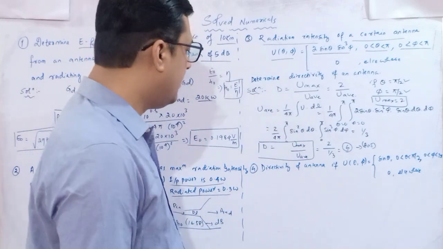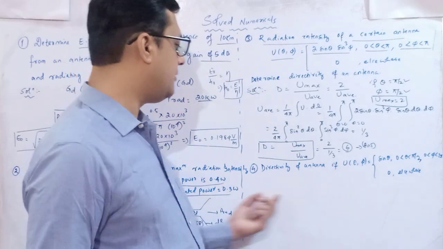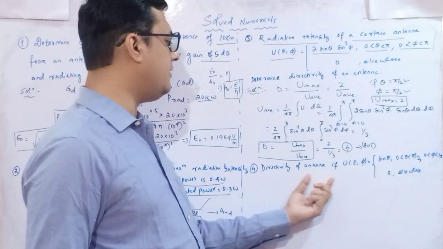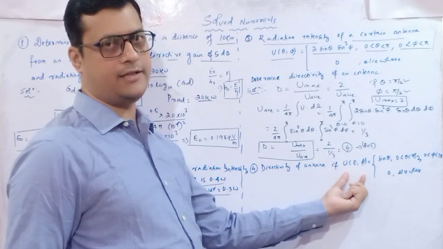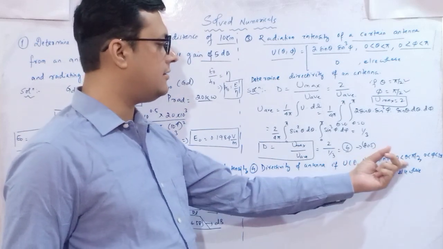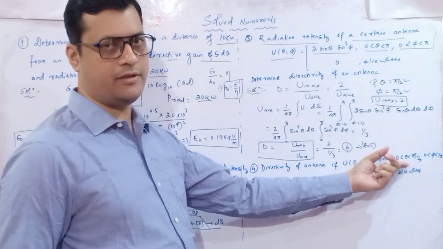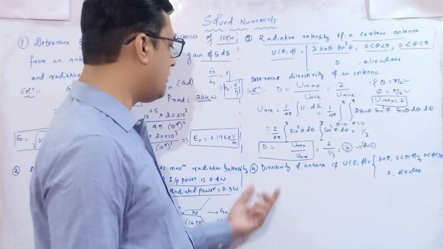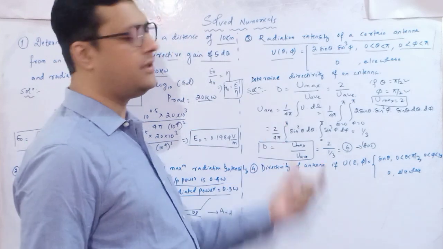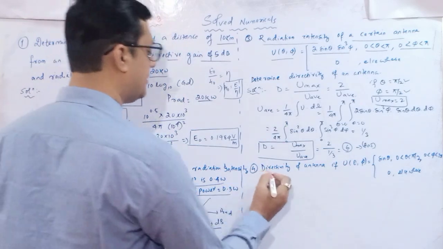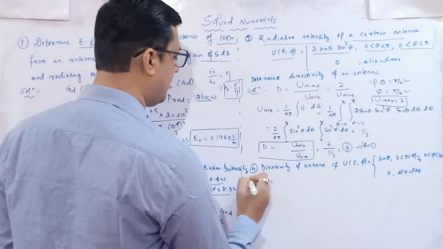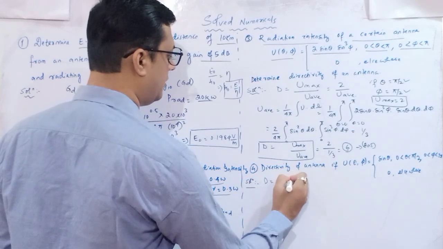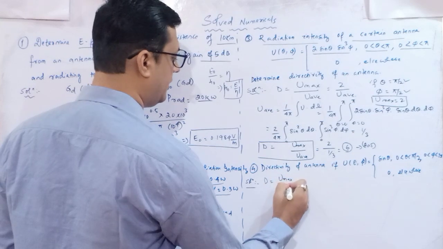Now the next question is also related to the same thing. Here the intensity of the antenna is given as sin theta, where theta lies between 0 to pi by 2 and phi lies between 0 to 2 pi, and 0 elsewhere. So find the directivity of the antenna. It is similar to this, and similarly we will solve this. So our D is equal to, solution, U max divided by U average.